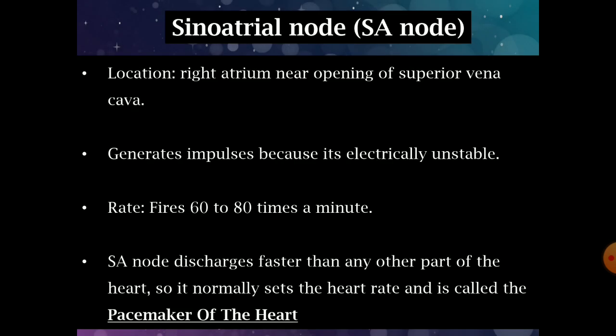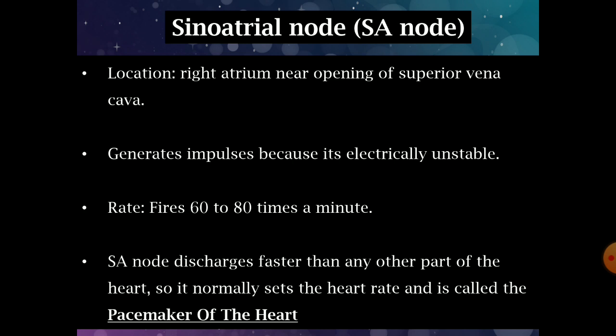Okay, again we have to study about the SA node, its location. As I have already told you, it is located in the right atrium near the opening of the superior vena cava, and it generates impulses because it's electrically unstable.